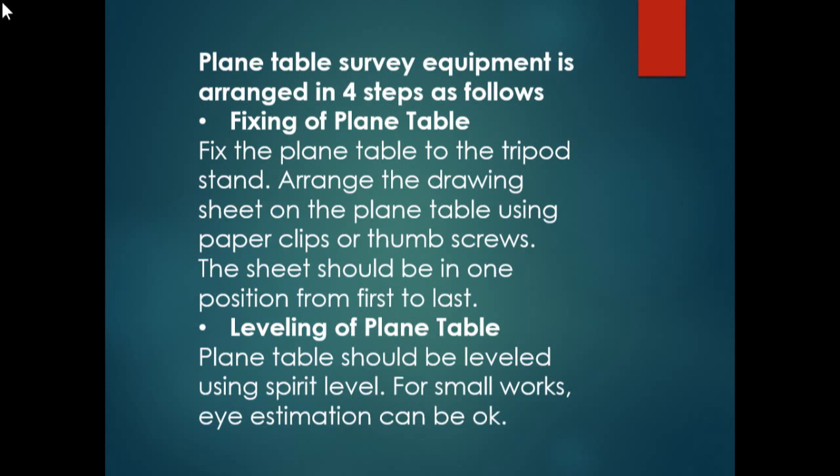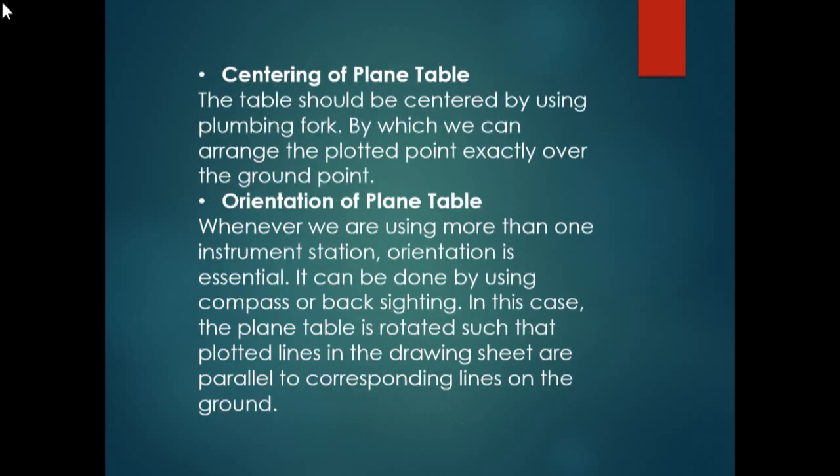Next, the second one is leveling of the plain table. The plain table should be leveled using the spirit level. Then only it will come as a correct value or a pakka value. For small works, eye estimation can be okay, but it is not up to the level.